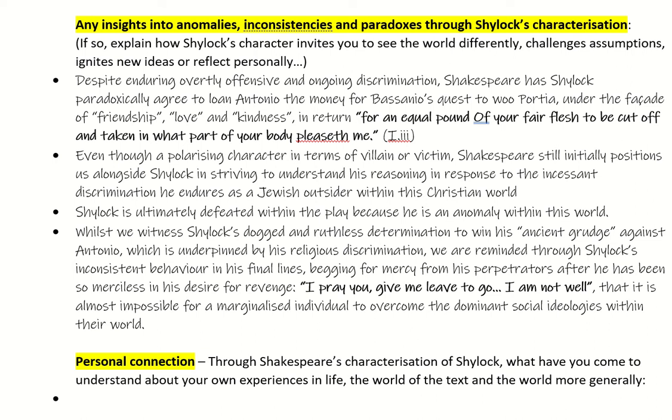Obviously, you've got some interesting anomalies that Shakespeare's crafting through Shylock's character. So you can see some of the points that I've put in your notes around Shylock, for example, paradoxically agreeing to loan Antonio the money. He's a sworn enemy, and yet right from the start of the play, he agrees to loan him this money, which is one of the elements that propels our plot, obviously, in this play. But that's paradoxical. That doesn't make sense. Why would someone who hates another person agree to loan them money in human experiences? So again, we see some of these unusual behaviours that are being crafted by Shakespeare.